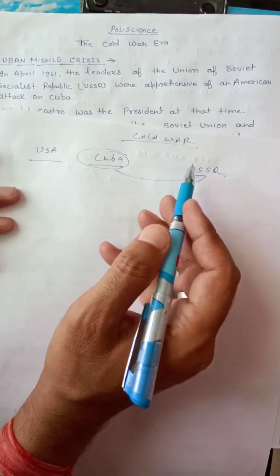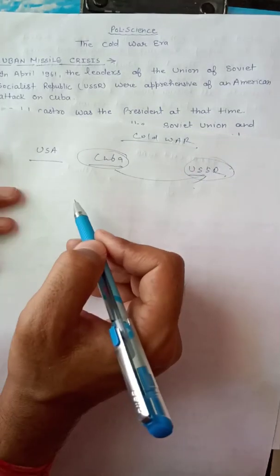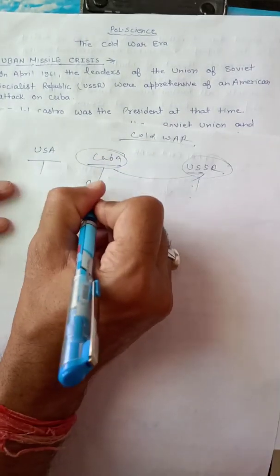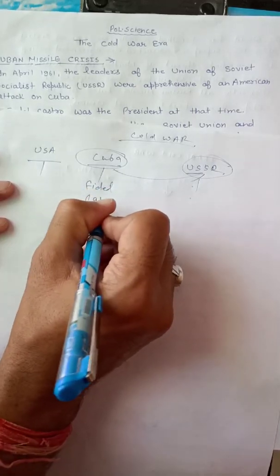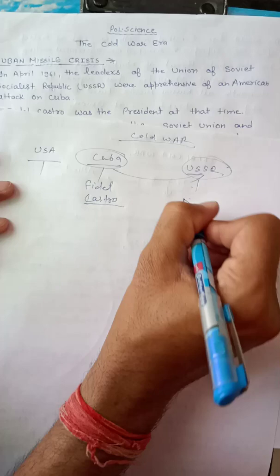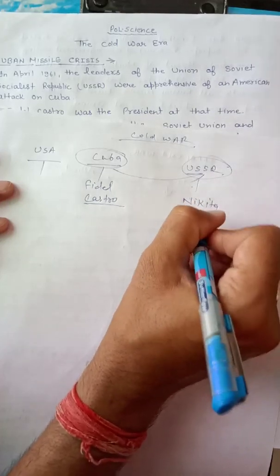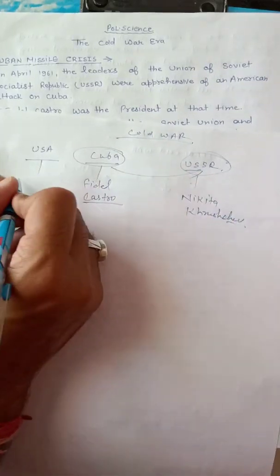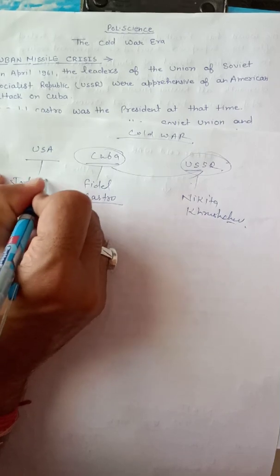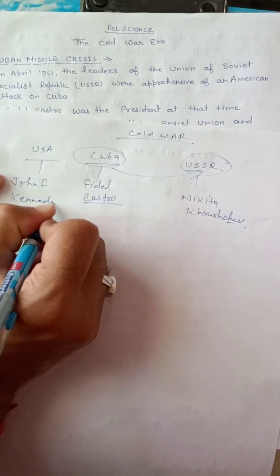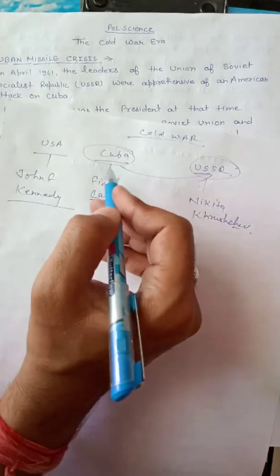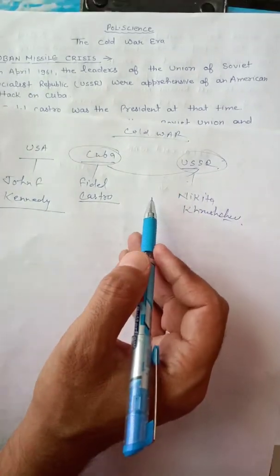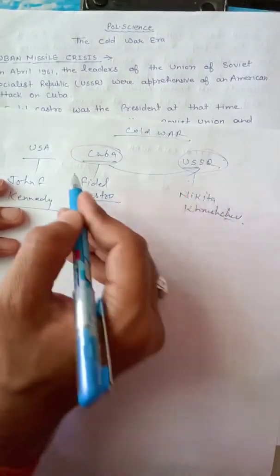There was a tension in the mind of Nikita Khrushchev. First of all, you should know the heads of these countries. Cuba: Fidel Castro was the head of Cuba. USSR: Nikita Khrushchev was the president of USSR, and John F. Kennedy was the head of the United States of America. So Cuba was nearer to USA, but it was an ally of the USSR. Both financial help and diplomatic help were given by USSR to Cuba.